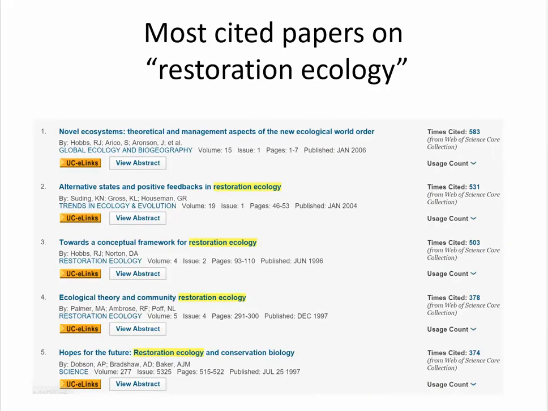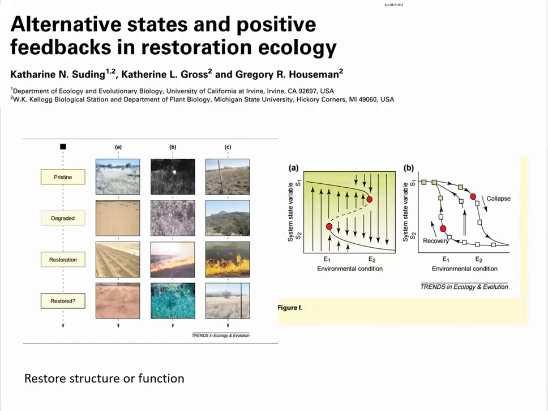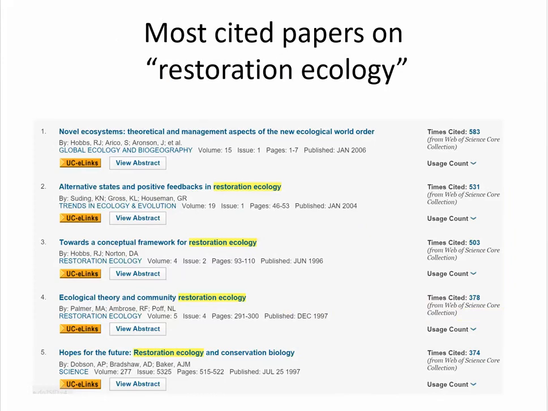If you look at the most cited papers on restoration ecology, some of the things that we'll be talking about in class, and I'm not going to talk about them here: novel ecosystems, alternative states, stable states, and positive feedbacks. I'll talk about that briefly because I've forgotten whether our team is going to talk about that or not. Hobbs and Norton, towards a conceptual framework for restoration ecology. Again, we'll be talking about that in class, so I won't deal with that here. But one of the things that Suding et al. did in their paper, what year is it? That's 2004.